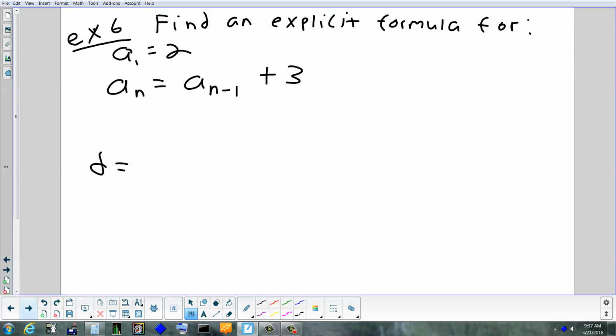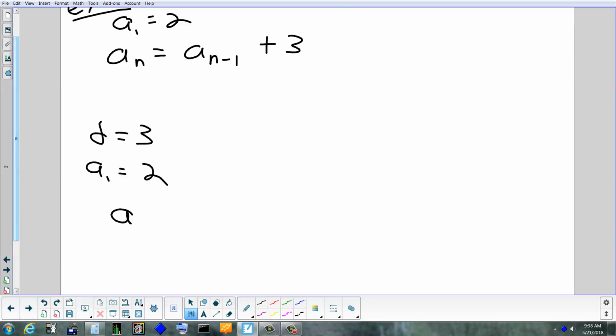What's the common difference going to be? If you're not sure, you could write out the first few terms, but after a while, you should be able to just look at it and say, oh yeah, it's written right there for me. 3. Common difference is 3. First term is 2. So unsimplified, can someone just tell me what the formula would be for the nth term?